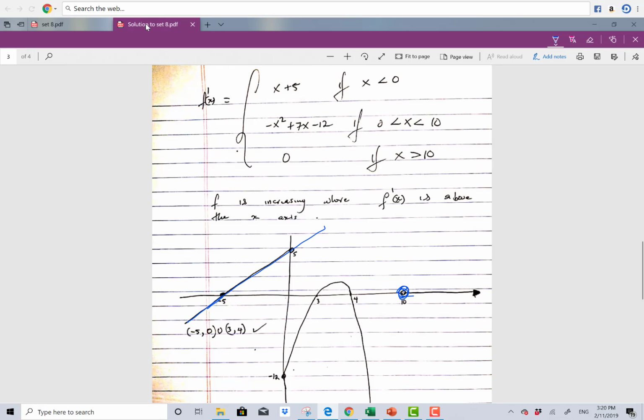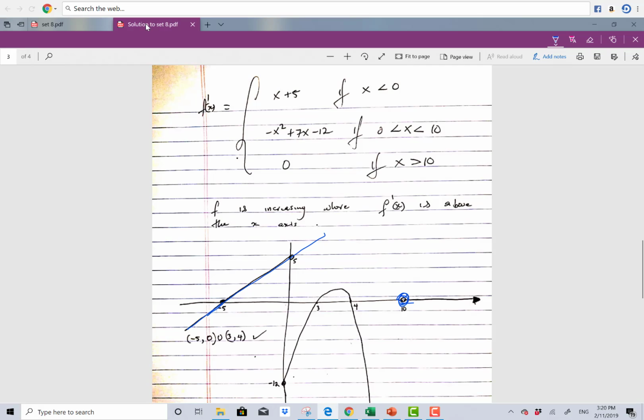Now, what we need to do is figure out where it's increasing. Simply, the graph is increasing where the derivative is above the x-axis. So above the x-axis, obviously right here, it's going to start at negative 5, and it's going to go all the way to 0. That's my x for that first piece. So that's going to be negative 5 to 0. And then it's going to be increasing also from positive 3 all the way to 4. So this is where my graph is increasing.